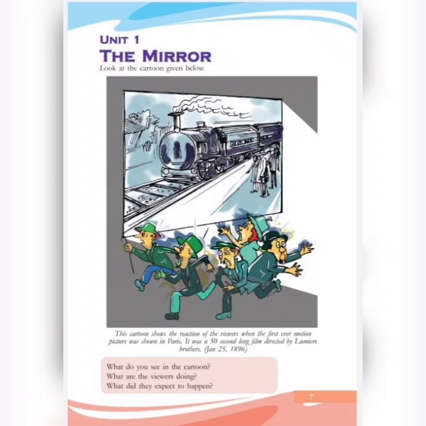Look at their faces. Are they happy? No, they are scared. The faces show they are scared. What are they afraid of? They are afraid of the train in the cartoon. Are they afraid of the train? Yes, they are afraid. What could be the reason? Because they thought that the train in the cartoon was coming across them.